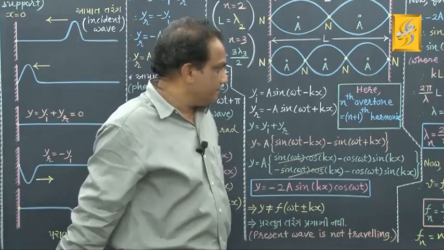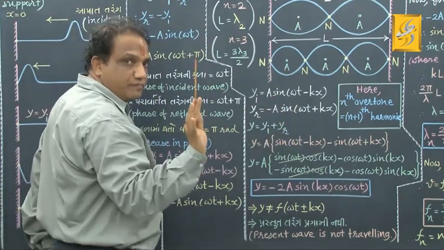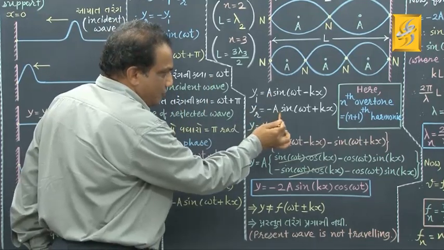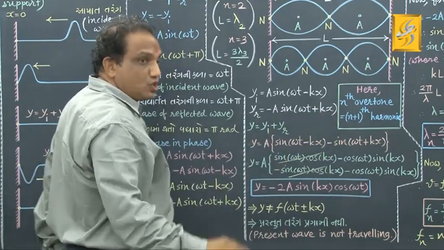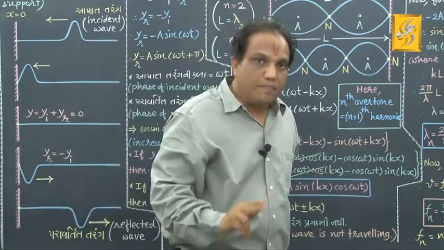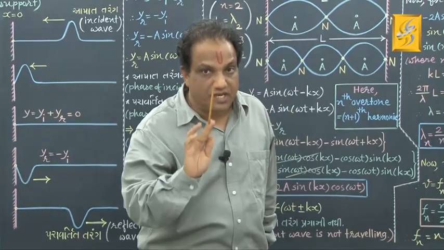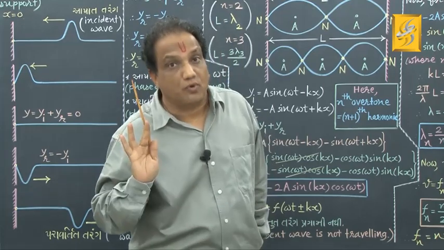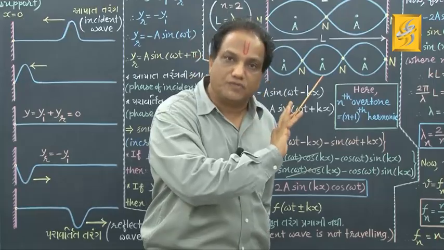I repeat, when two waves propagating towards each other, having the same amplitude, same frequency and same wavelength, superpose on each other, the resultant waves obtained produce some stationary wave patterns in the medium after losing the property of progression. Such waves are called stationary waves. Got it?